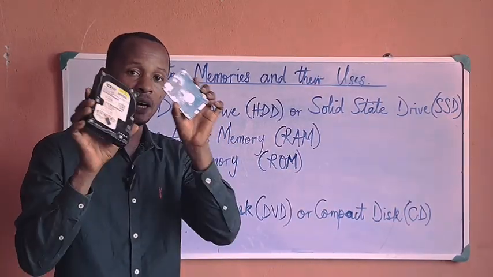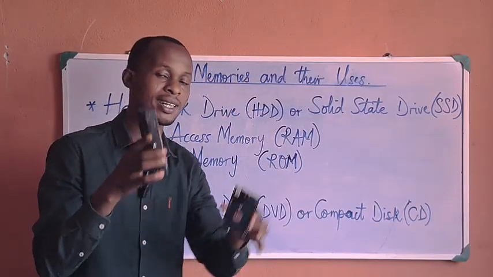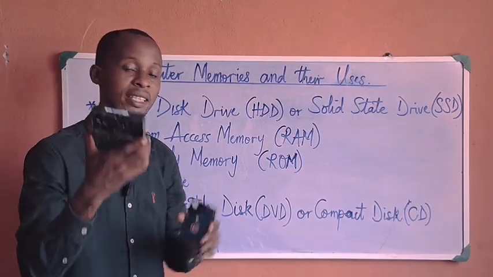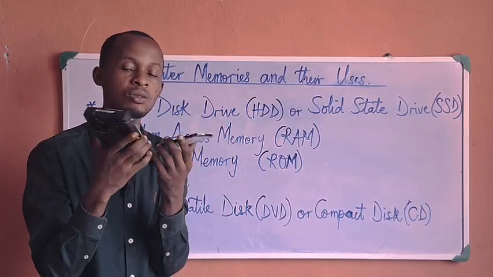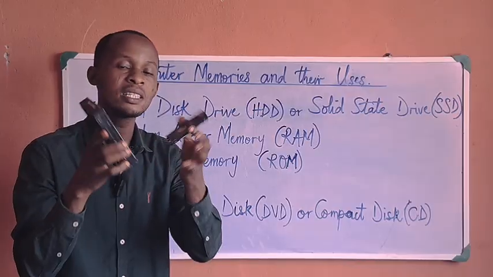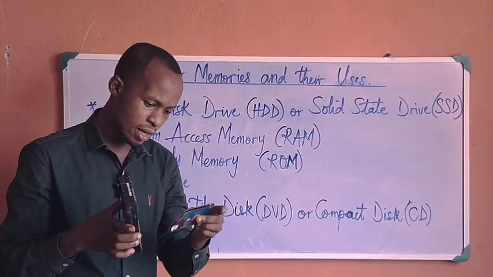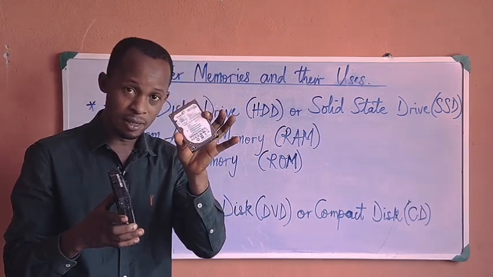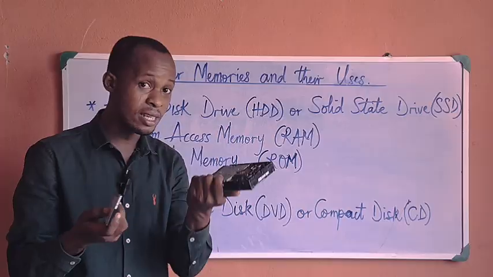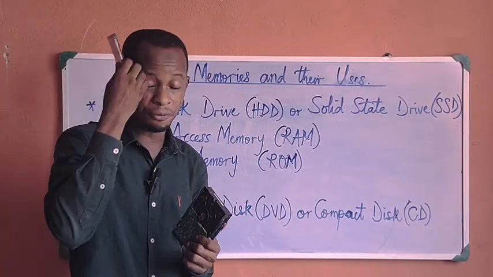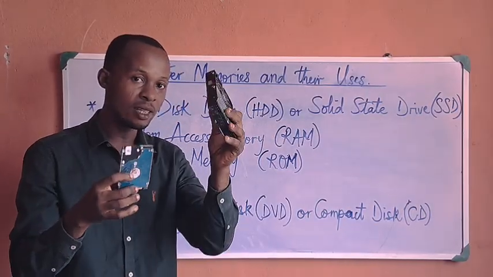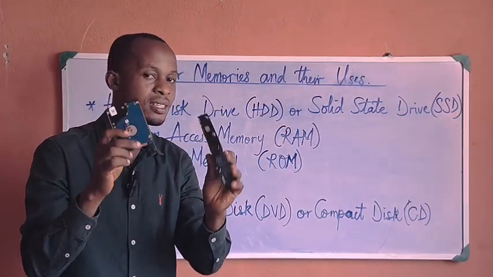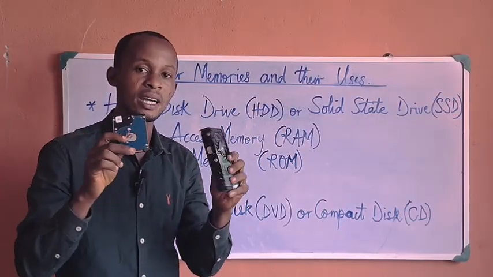I repeat, their physical sizes, that this one is small and this one is big, does not mean that this one will be able to store larger file than this one. No. What determines their storage capacity? It's the unit of storage each of them possesses. For instance, this one in my hand here is 500 gigabyte capacity. This is 250 capacity. You can see this one will be able to store more file, more data than this. So don't look at their physical sizes. Their physical sizes do not determine the capacity of their storage.